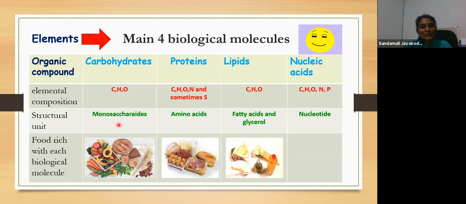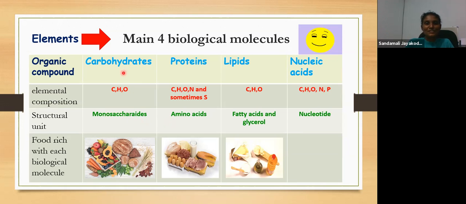And then we are going to learn about the structural unit. As I told you, these are biological molecules. These are not little things. They are very big molecules. Just like a necklace is made up of little beads, containing different beads of different colors in a single necklace, carbohydrates, proteins, lipids, and nucleic acids are also made up of little bead-like things. They are like links of a chain or a necklace.